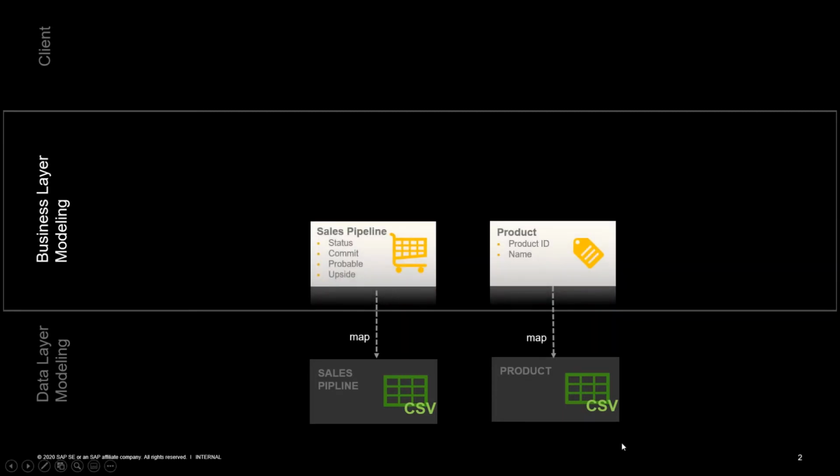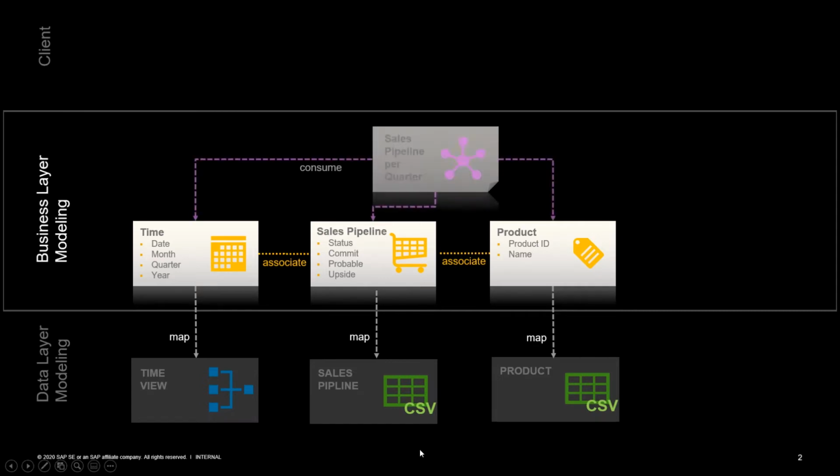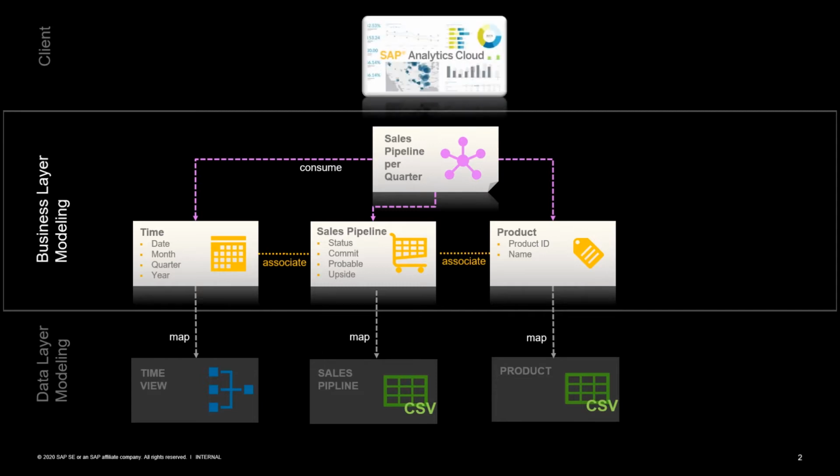In the very first step, we are going to upload some CSV test data into our system. With that, we are going to build our business entities such as sales pipeline and product. Then we are going to generate time-related tables and dimensions, and learn how we can connect and associate those entities together. Based on those business entities, we are going to build our model for the sales pipeline per quarter and visualize the results in an SAC story.